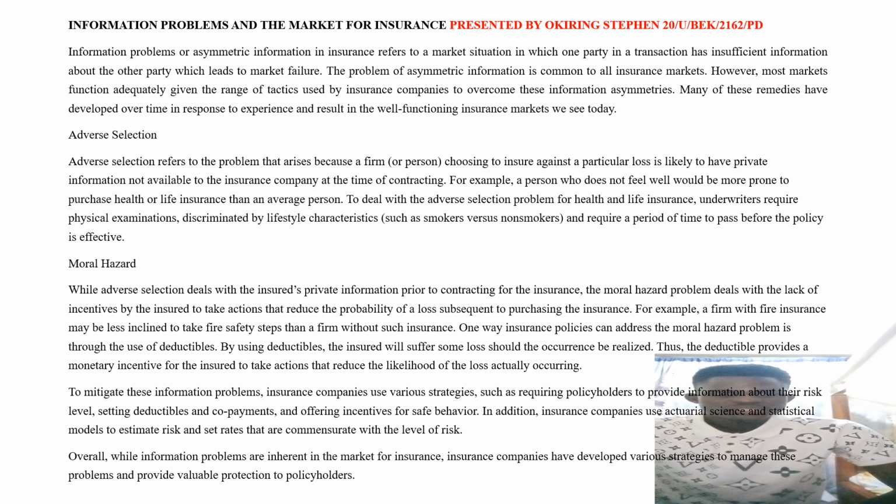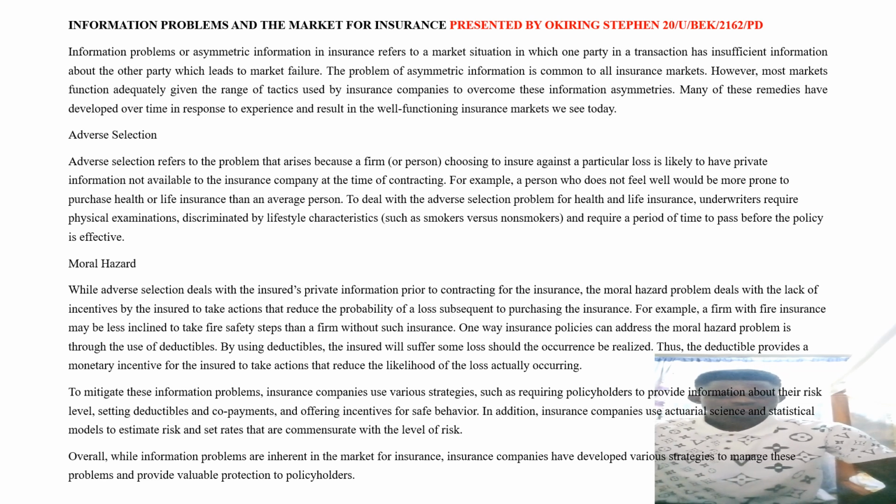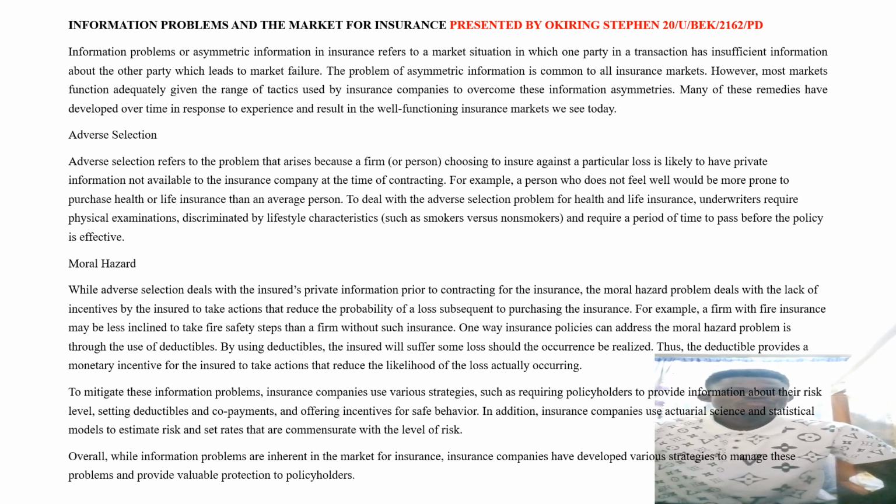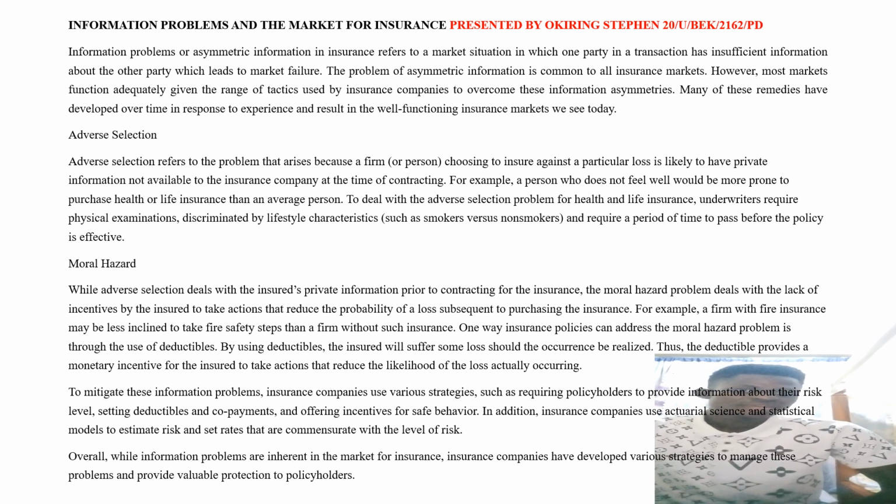Now, the following are the points under information problems or information asymmetry under market insurance. First of all, I would like to talk about adverse selection. As we all know, adverse selection refers to the problem that arises because a firm or an individual choosing to be insured against a particular loss is likely to have private information not available to the insurance company.